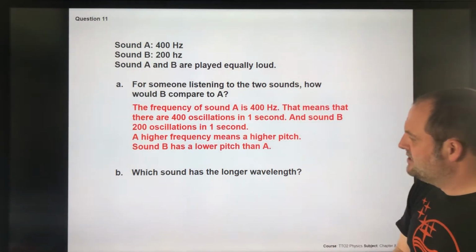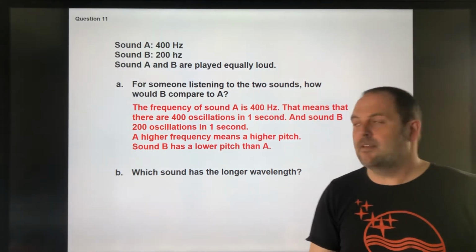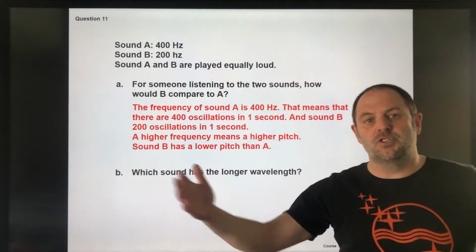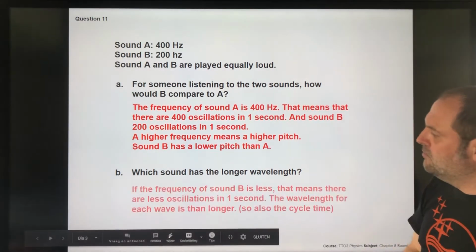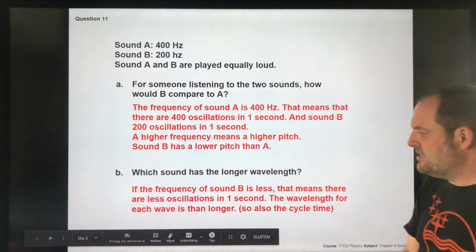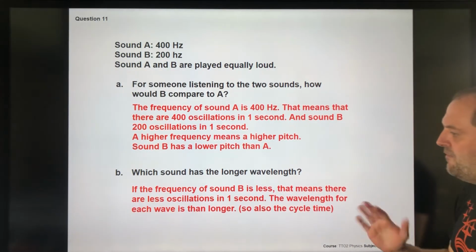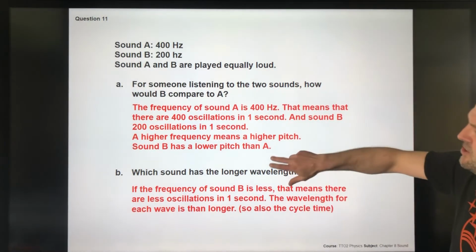Which sound has the longer wavelength? Well, the longer wavelength, of course, is the one with less frequency, because the waves just stretch over that second. So, if the frequency of sound B is less, that means there are less oscillations in 1 second. The wavelength for each wave is then longer. So that was question 11.